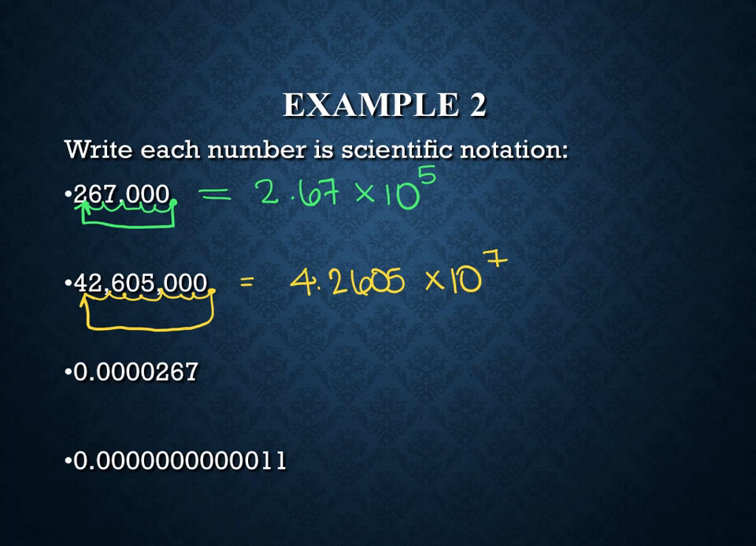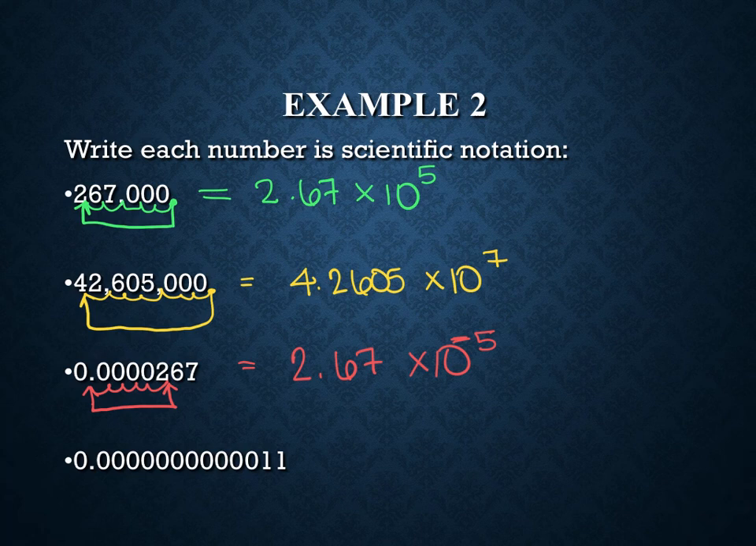For this next example, my decimal place is right here, and I need to move that decimal place all the way over here so that it's in between the 2 and the 6. So I have 2.67 times 10, and I moved it 1, 2, 3, 4, 5 places. But because my number originally started out as a number that was in between 0 and 1, I know that my exponent then has to be negative.